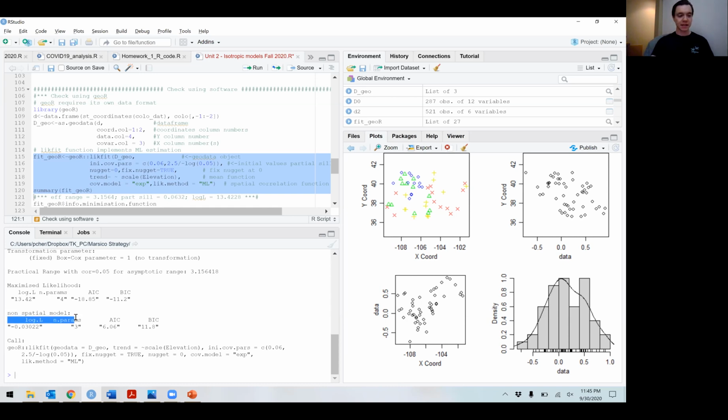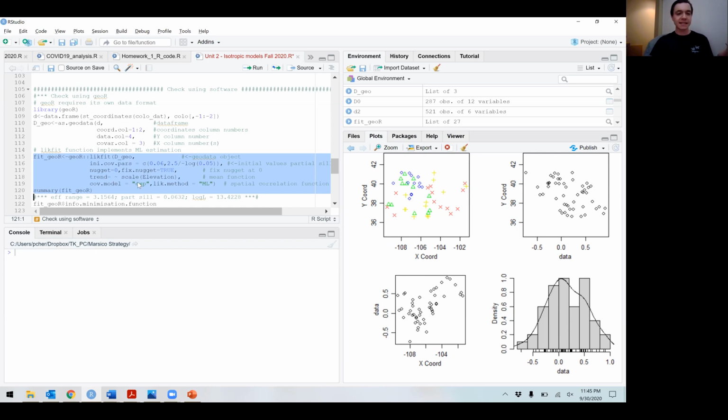The non-spatial model estimates 3 parameters. And you're thinking, 3 parameters, can I count them? Can you count them? The intercept, the coefficient for elevation, and the error term. The only thing it doesn't estimate is the range parameter, because we assume our data are independent without even trying to estimate a correlation in our data.